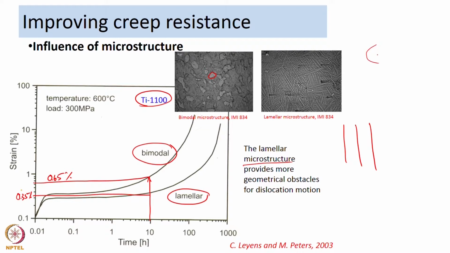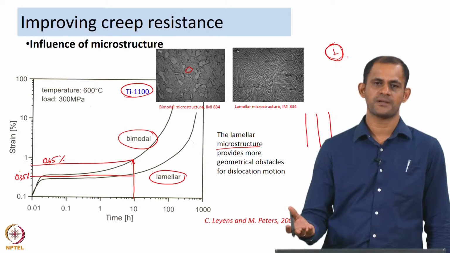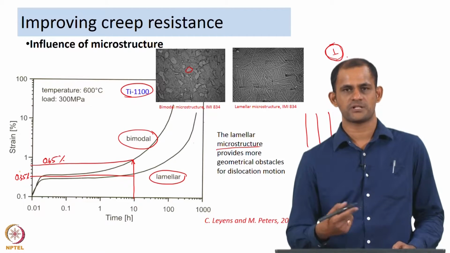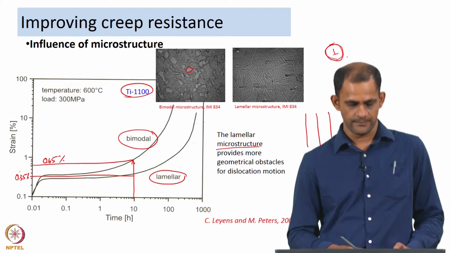Now, the single phase alpha is like a grain, and there are no real boundaries except for the phase boundary between alpha and the lamellar microstructure. So, the dislocations find it a lot easier to travel there, because the mean free length available for the dislocation to move is higher in the bimodal microstructure in comparison to the lamellar microstructure. That is why bimodal microstructure is allowing greater creep strain compared to the lamellar microstructure. So, this is an example of how microstructure can influence the creep behavior of your material.